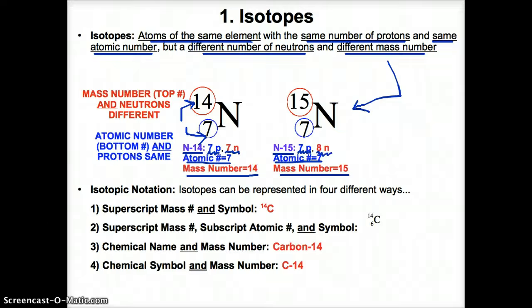So as you can see here, based on what I just analyzed, the mass number and the number of neutrons are different for these two isotopes of nitrogen, while the atomic number and the number of protons are the same for these two isotopes of nitrogen. All right, so that's an example of two isotopes, N14 and N15.